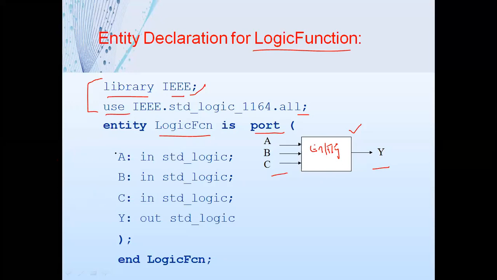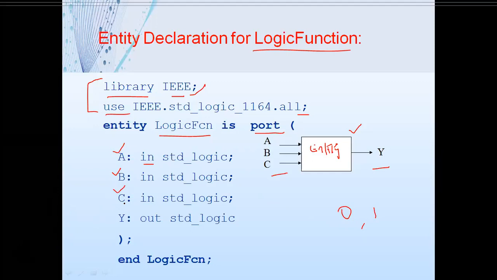Now declare the signals here. A is declared as in mode, because A is an input signal. And what is the type of signal here? It is a standard logic signal. When you take it as standard logic, it will be either 0 or 1. It accepts only one bit of information. It is not a vector. And the B signal is declared, and the C signal is declared.